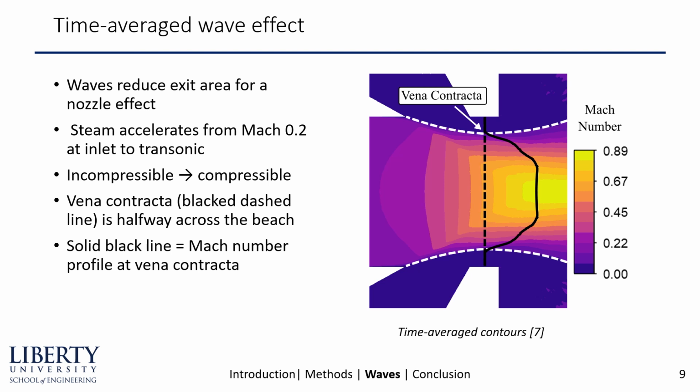We can also observe the time averaged effect of the wave. Here you see contours of Mach number that are time averaged. And it's clear that the exit area is reduced, producing a nozzle effect. We've got the vena contracta labeled there, that's the pinch point, and the steam is accelerating from just Mach 0.2 at the inlet all the way to transonic speeds. This means it also goes from incompressible to compressible. The vena contracta is labeled with that black dashed line, and the solid line is the Mach number profile at that point.